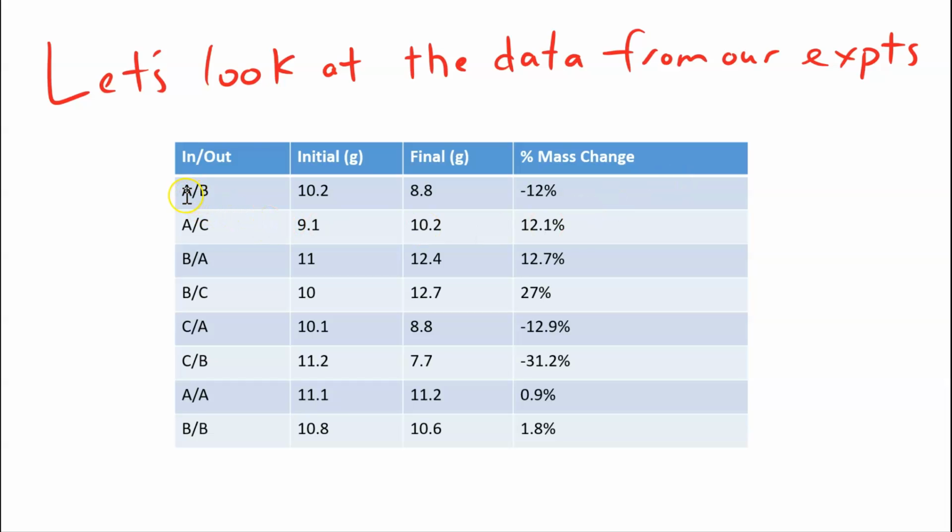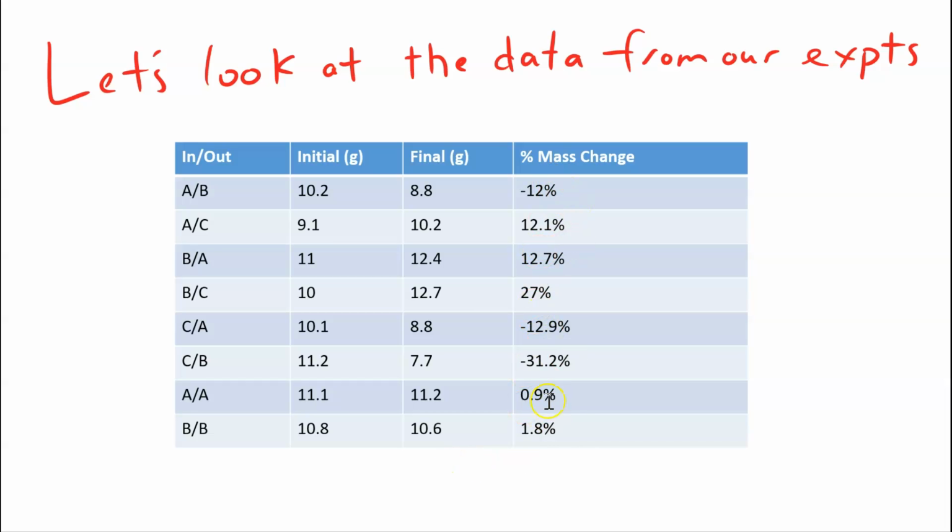So after doing the experiments from the last video, you can calculate the following percent mass changes. So for example, when we place A inside the cell and B outside the cell, you have an initial mass of 10.2, you have a final mass of 8.8, so that represents a 12% mass decrease. So I give you all of the percent mass changes here. Hopefully you've calculated them in a similar manner. When A is inside the cell and C is outside the cell, you get a 12.1% increase.